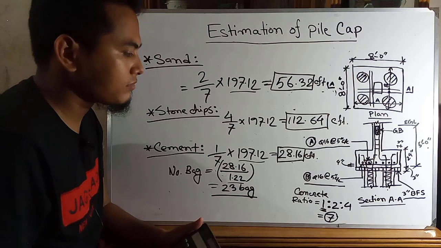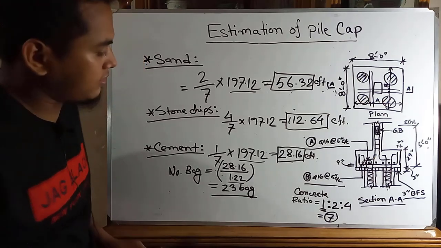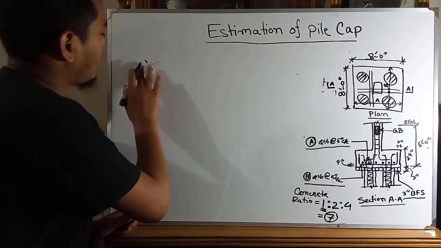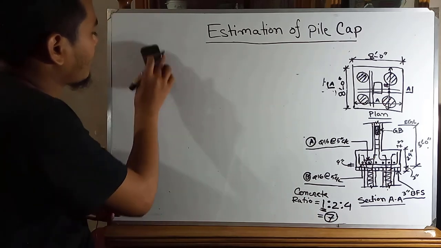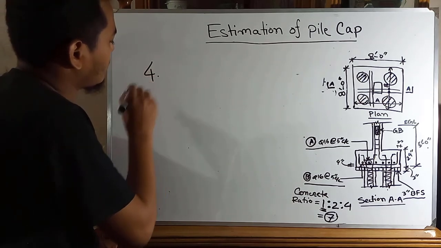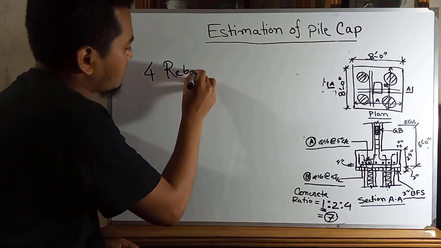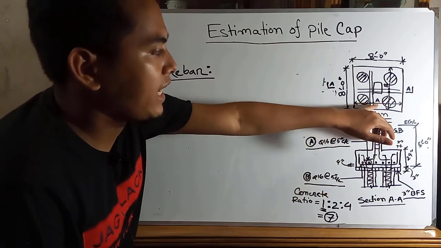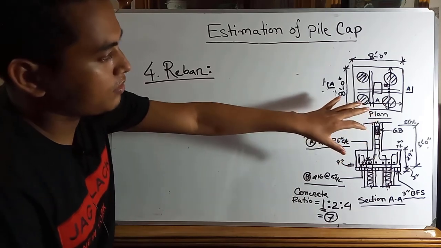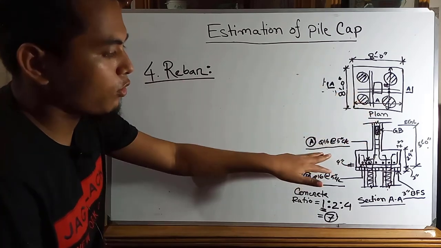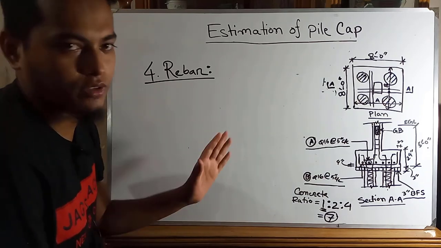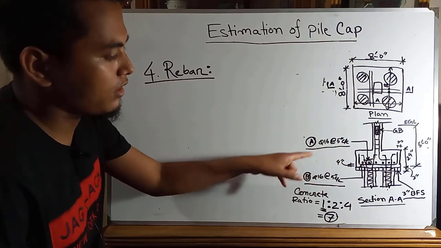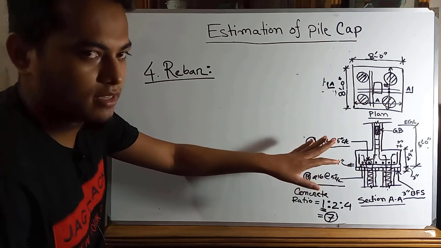Now we find the rebar. So many important things. I erase this, the rebar number. Here the main rebar is A and B. Our pile cap length and width are the same, and the rebar also has the same spacing in both directions. So we just calculate one direction, and we find both. So first we calculate the number of A bars. The A bar is 16 mm dia, 5 inch center to center.